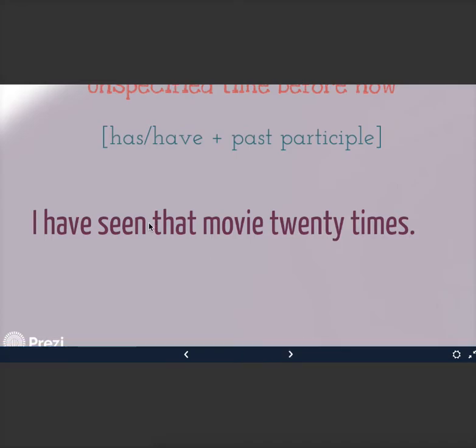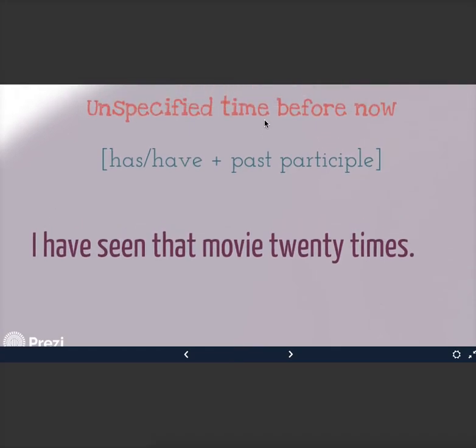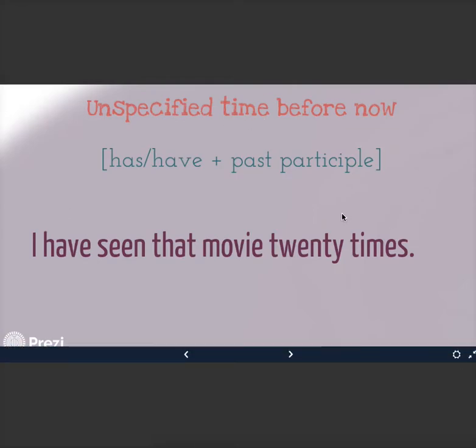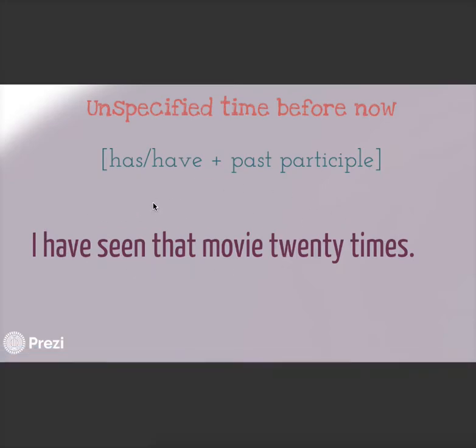More examples. I have seen that movie 20 times. So as you have an unspecified time, you don't know if you are going to watch the movie more times. Ya la viste 20 veces. Pero, amores, el hecho de que esta persona haya visto la película 20 veces, ¿implica que va a dejar de verla? ¿Quién te dice a ti que no va a ver la película otras 20 veces? So this is an action, no one, very good.